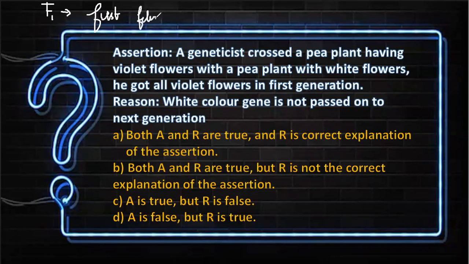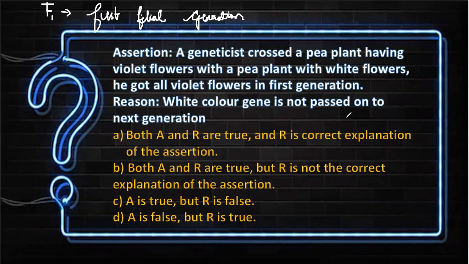First filial generation. Okay, fine. First filial generation. So the reason given is that white color gene is not passed on to the next generation.